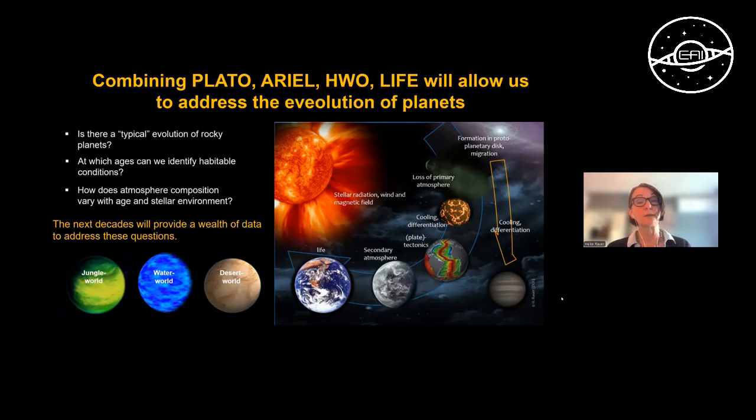What is a typical rocky planet? What are habitable conditions, and how do they change with planet ages and the evolution of the stellar environment? So I think we can look forward to a great future for exoplanet science with all these missions coming up. And well, you should ask somebody in 20 or 30 years to give the same talk again, look back, and tell us about what we really found and if that meets the predictions that we have today. Thank you very much.